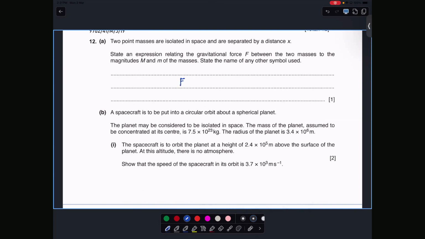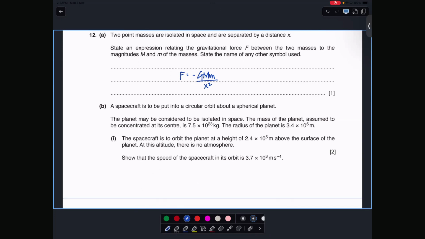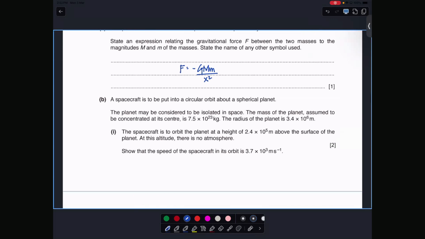F equals to minus G m divided by, what does it say here, distance x square. That's it. Okay, and they say state the name of any other symbol used. So here we have to say G. What is G? Right, universal. No, universal gravitational constant.